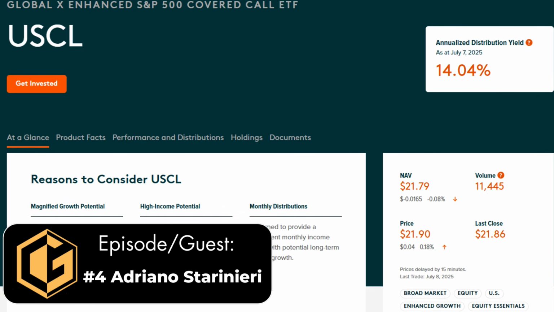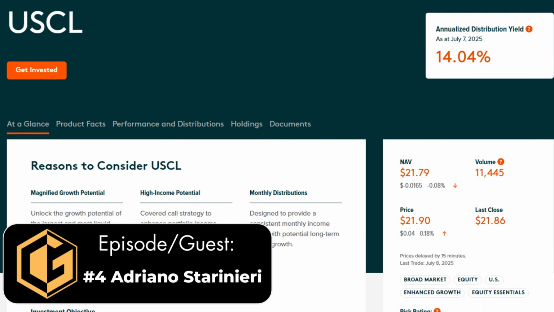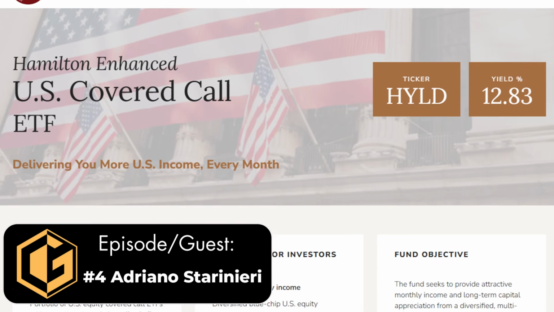USCL is literally the S&P 500. It literally holds the S&P 500. It writes covered calls, but it writes index calls, so SPX call options. That's the difference, number one, between HYLD and USCL.